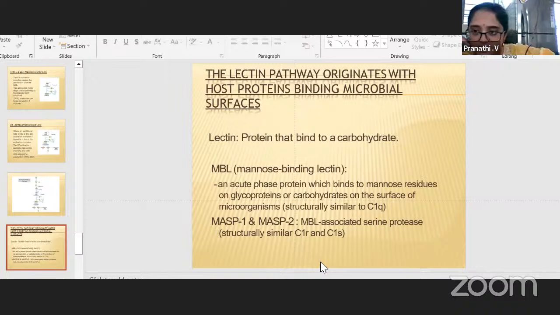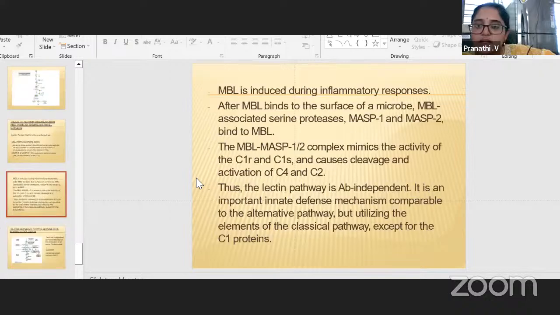So whenever lectin binds to the mannose, you have the mannose associated serine proteases 1 and 2, which are structurally similar to that. Again, this induces inflammatory responses. Then come the MBL associated serine proteases. This mimics the activity of C1r and C1s, and causes cleavage and activation of C4 and C2. Again, this is antibody independent, just like your alternate pathway, except for the C1 proteins.